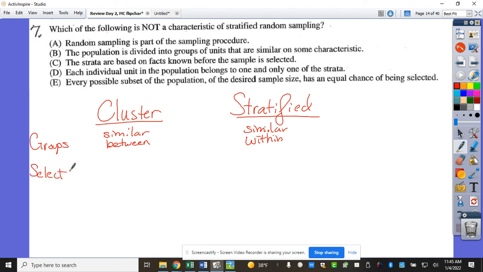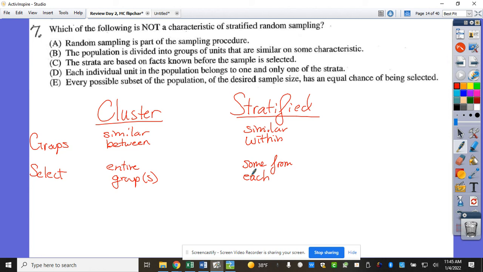The other thing that's important is how do we select? How do we select the cluster? And sometimes it's just one and sometimes it's multiples. As opposed to how do we select the stratified? The same amount or proportional group from each. So I want to make sure that I have some sophomores, some freshmen, some juniors, some seniors. Whereas if I take crab clusters, each cluster should be representative of the population. So I only have to take entire clusters.